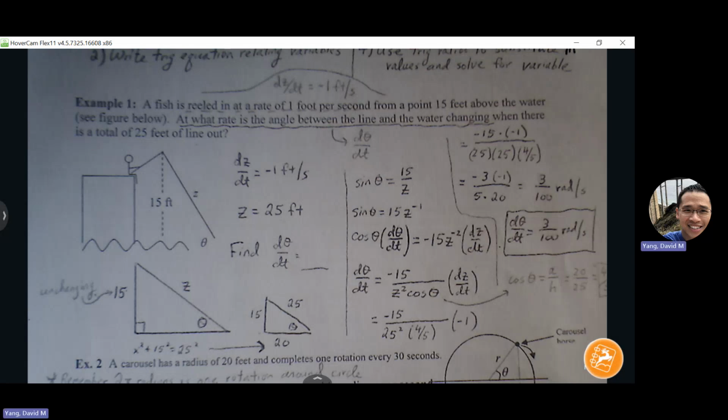Now, we're trying to figure out what d theta dt is. We're trying to find the rate of change, but we first have to get to our trig equation. Which trig equation will allow us to get d theta dt? Sine, cosine, or tangent. That'd be sine. So you would say sine of theta is equal to 15 over Z. We want to find the derivative, but we prefer not to go through the quotient rule, so we bring that Z up.